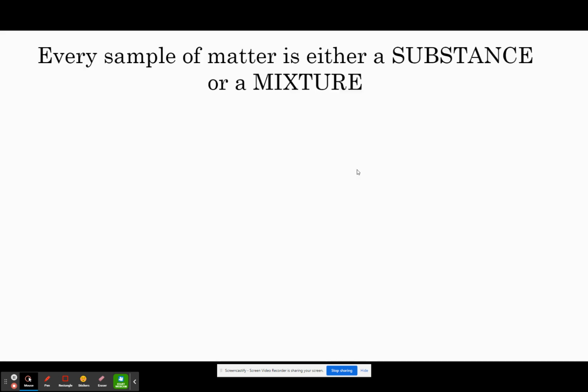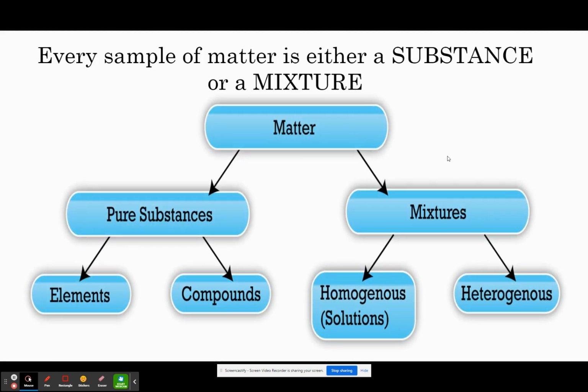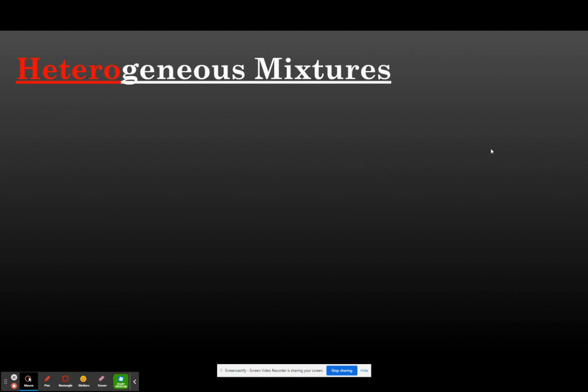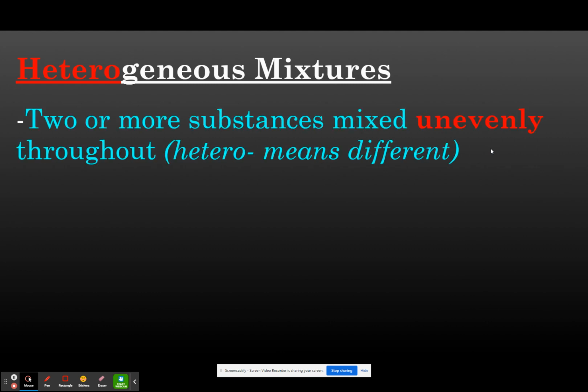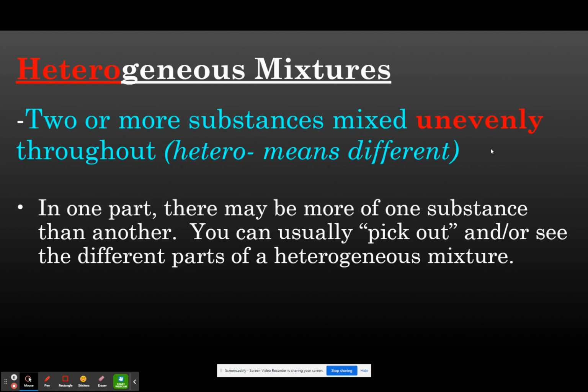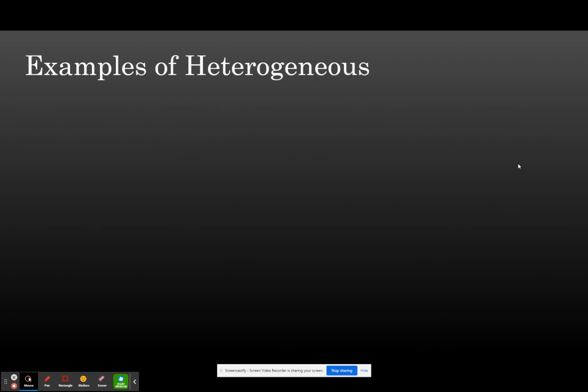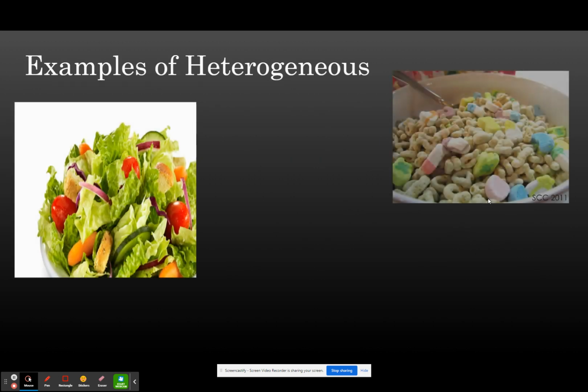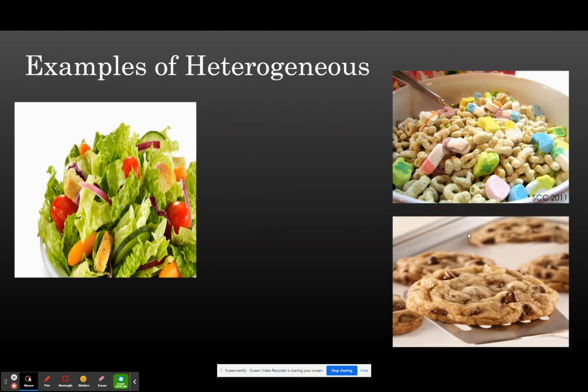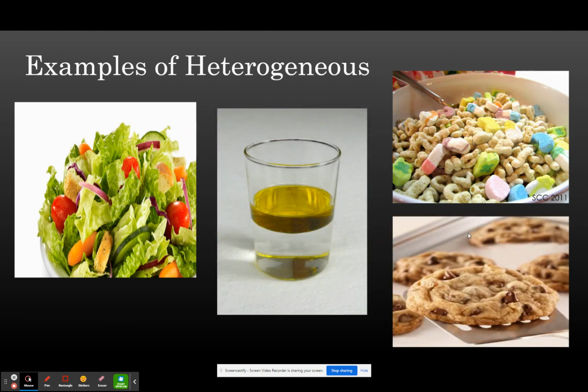We can break down mixtures even further into homogeneous mixtures and heterogeneous mixtures. You might recognize those Latin roots. So heterogeneous means different. You can see the different parts. They're unevenly mixed. You can pick out different parts of your mixture. Some examples are salad, Lucky Charms, chocolate chip cookies, oil and water.